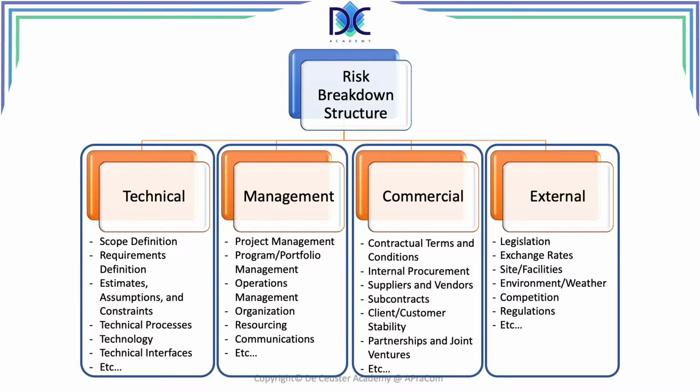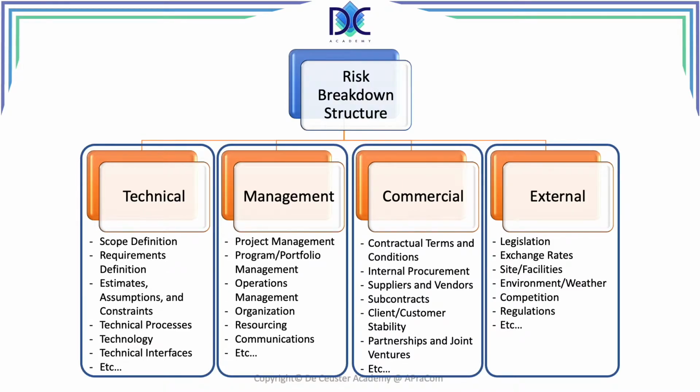So technical, typically we can already put their scope definition, requirements definition, estimates, assumptions and constraints, technical processes, technology, technical interfaces, all the things where we can encounter risks related to technical issues. Management issues, we look at project management, program portfolio management, operations, organization, resourcing, communications, and so on.